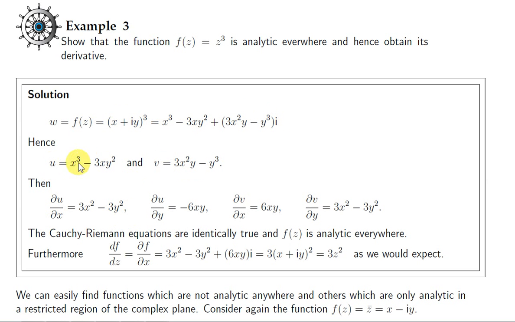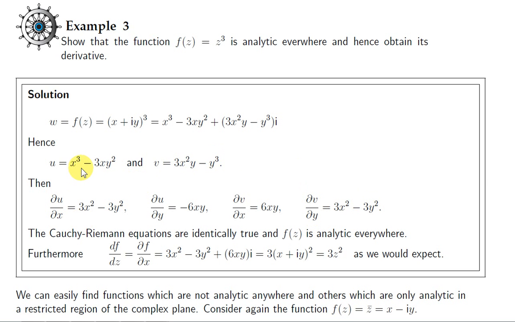So let's get du/dx. That's just 3x squared. We treat y as a constant, so we have minus 3y squared for the derivative of this term. To check the first Cauchy-Riemann equation, we need to see that du/dx equals dv/dy. So we need to differentiate this with respect to y, treat x as a constant, and we get 3x squared for the first term and minus 3y squared for the second term. So there we have it. We see that du/dx gives us the same result as dv/dy. So that's the first Cauchy-Riemann equation.